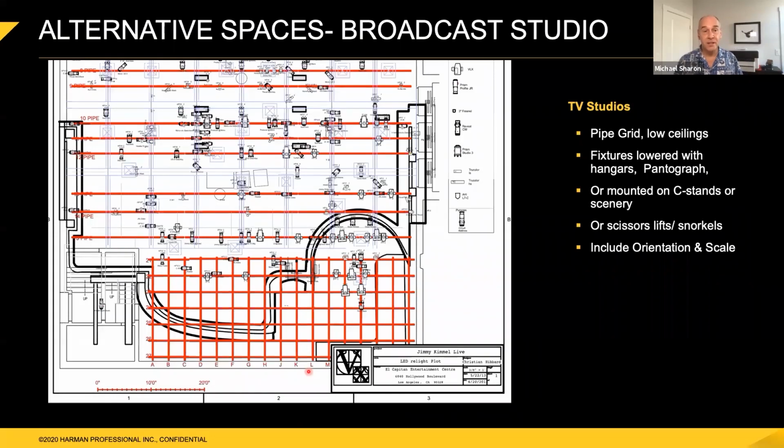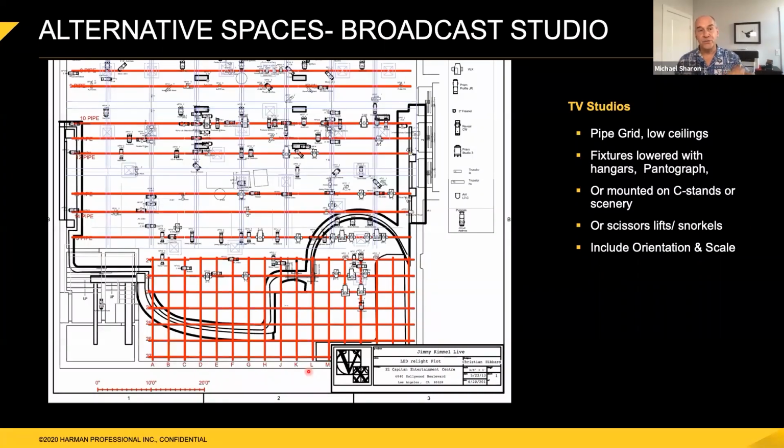Pipe grids typically will be numbered starting at 1 to whatever number. Pipes going the opposite direction will be letters. So we can say, okay, hang that 2K light at the intersection of pipe 1 and pipe F. And that way the guys go up there and have a good idea of where they're going to be going.